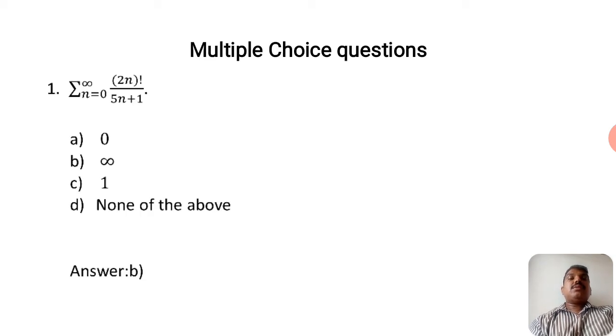Multiple choice questions. Sigma n equals 0 to infinity (2n) factorial by (5n plus 1). Options A, B, C, D. We have to simplify by using the D'Alembert test. We already did problems like those. So the answer is B.